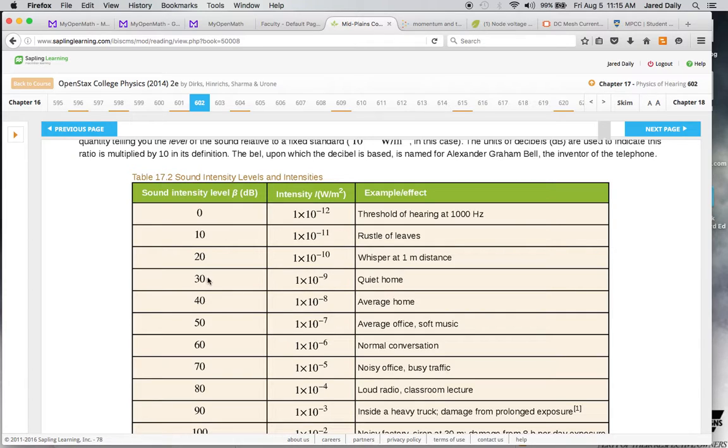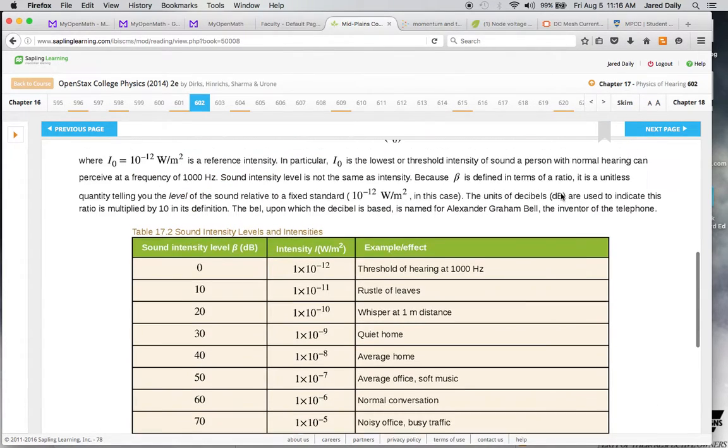But every time you go up 10 decibels, so if you go from 30 to 40, that's 10 times greater. So 30 to 60 is certainly not 2 times greater. From 30 to 40 is 10 times greater. Then 40 to 50 is 10 more times greater, so it's 100 times greater. And then 50 to 60 is 10 more times greater, which is 1,000 times greater. So the difference between 30 decibels and 60 decibels is 1,000 times louder. So a quiet home with just a little bit of background noise is 1,000 times quieter than a normal conversation you might be having with somebody.